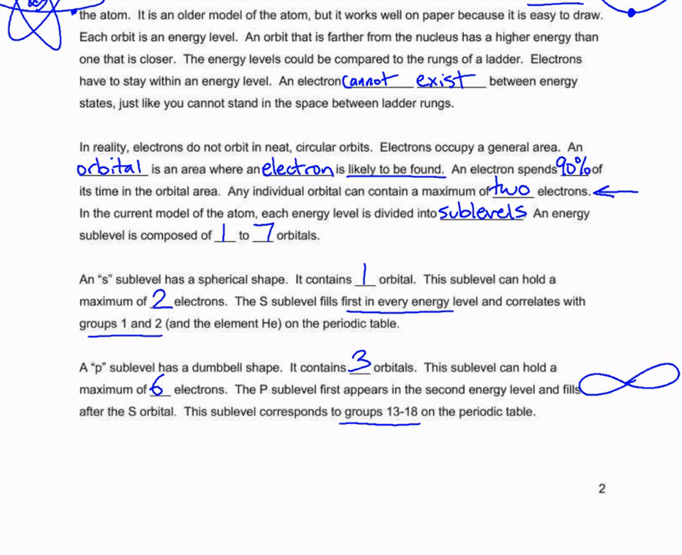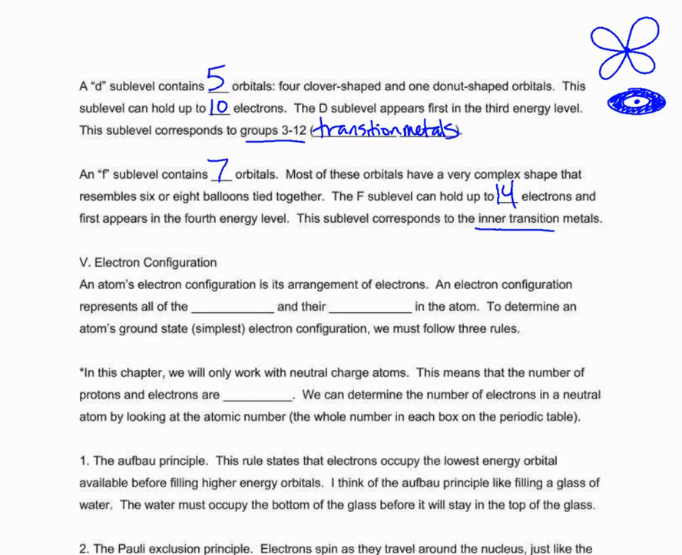So S sublevel is groups 1 and 2 plus helium. Those are the 2 on the left side, and helium's off by itself at the top right. The P sublevel, 3 orbitals, 6 electrons, corresponds to groups 13 through 18. This is 6 different groups on the periodic table. The D sublevel, 5 orbitals, 10 electrons. Look at the transition metals. There are 10 vertical columns corresponding to 10 possible electron configurations there.